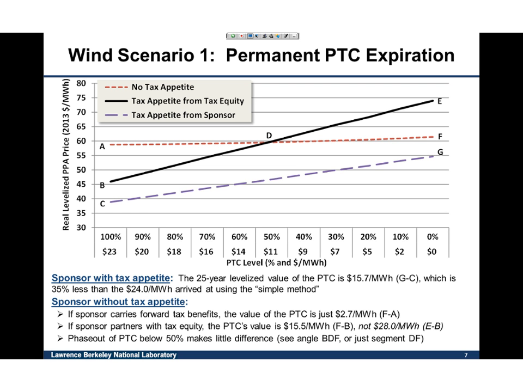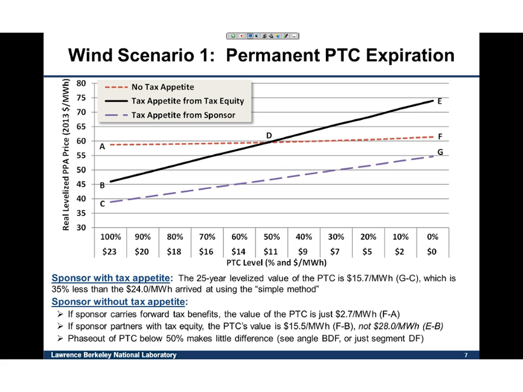Once the PTC drops below 50% of its current level, however, this sponsor without tax appetite is better off foregoing tax equity in favor of project-level term debt and carrying forward any excess deductions and credits as necessary. So in other words, the least cost path in this case is angle BDF, which is why the value of the PTC to the sponsor is point F minus point B rather than point E minus point B.